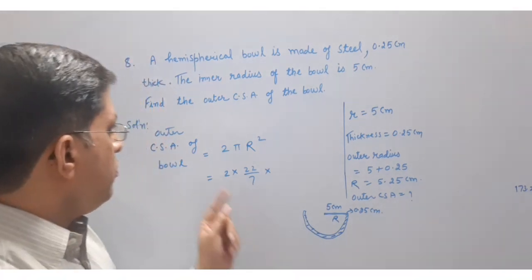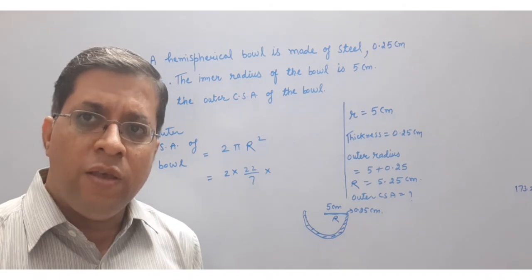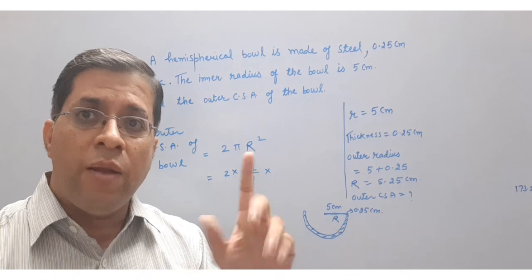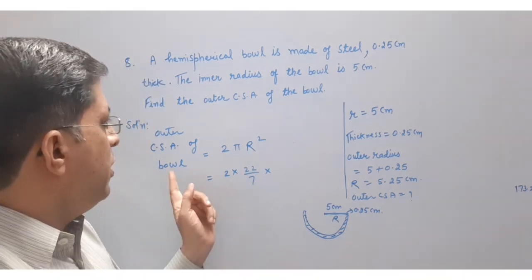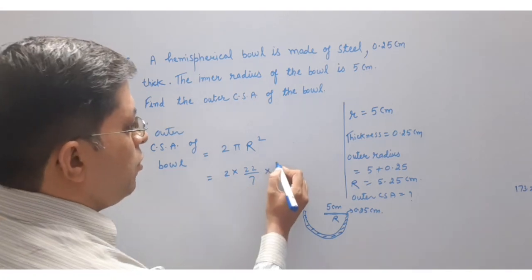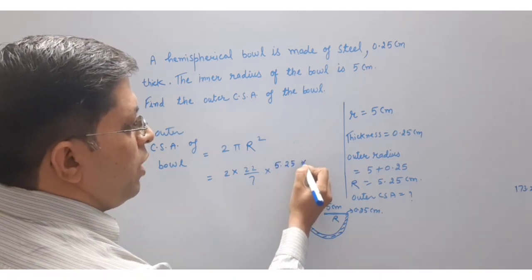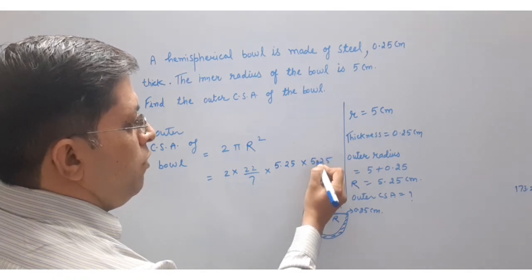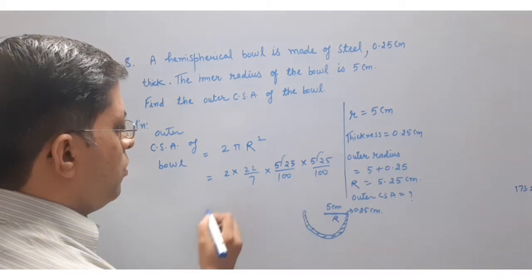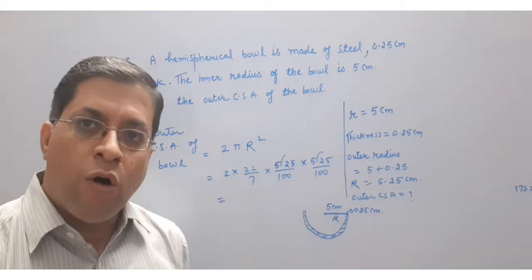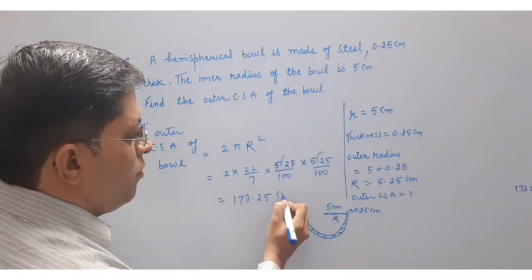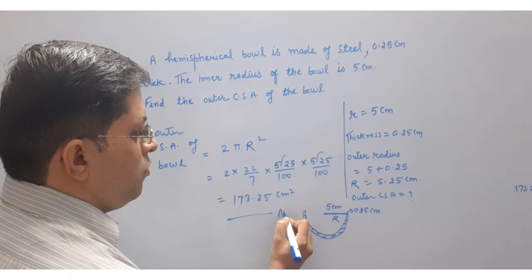Okay. What is the formula of CSA of a bowl? That is 2 pi r square. R is your capital R because I am taking outer radius. That is 2 pi R square. 2 pi value 22 upon 7. R is your 5.25 into 5.25. This is 100 and this is 100. Okay. When you will solve it, you will get the answer 173.25 centimeters square.